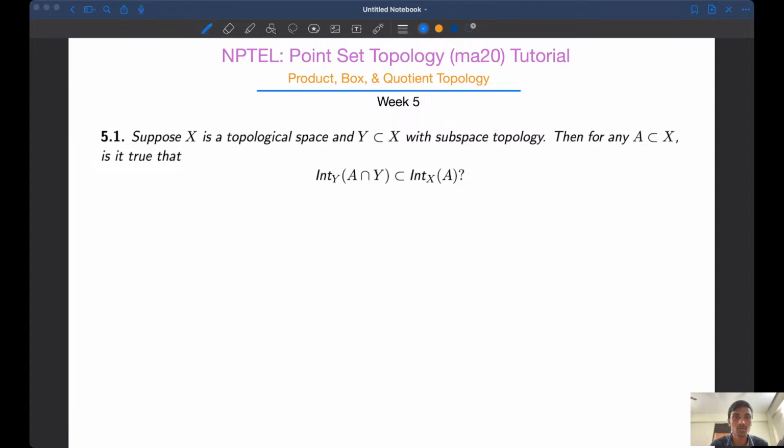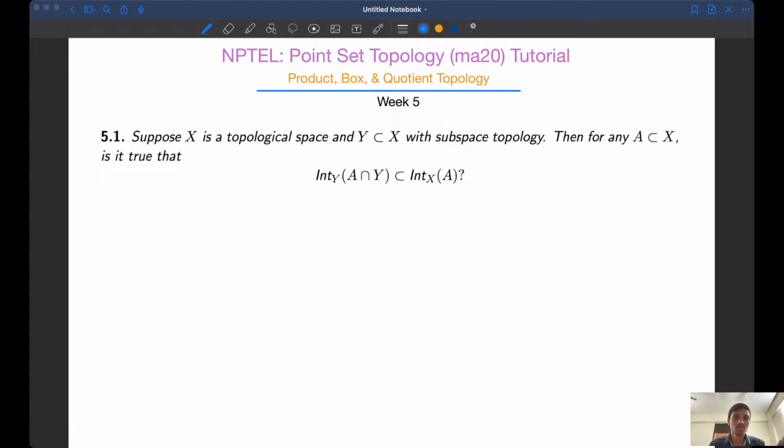And today we'll discuss mostly questions related to the product topology, box topology on the product spaces, and then some examples related to quotient topology. Okay, so let us begin with this problem, which is a substantial problem in the notes of this week.